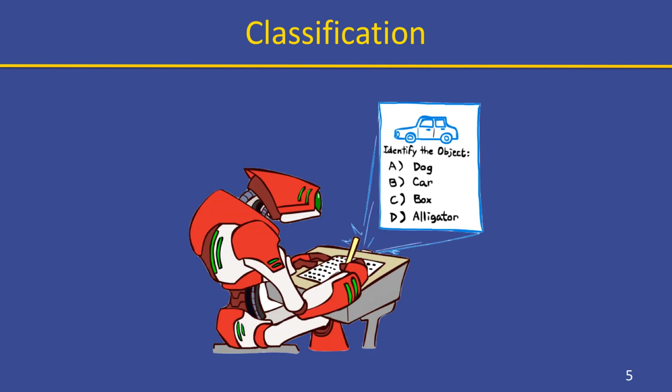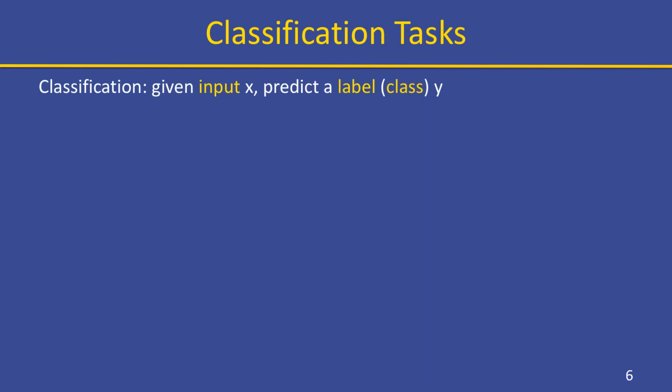We can think of classification as answering a multiple choice question. We are given some input, could be an image, could be some object, and we need to pick a class corresponding to that input. So for this image of a car, we need to pick one of the available answers. Is it a dog? Is it a car? Is it a box? Is it an alligator? We have a finite number of choices here. So here's a more formal description of a classification task. Given some input X, we have to predict a label or a class Y corresponding to X.